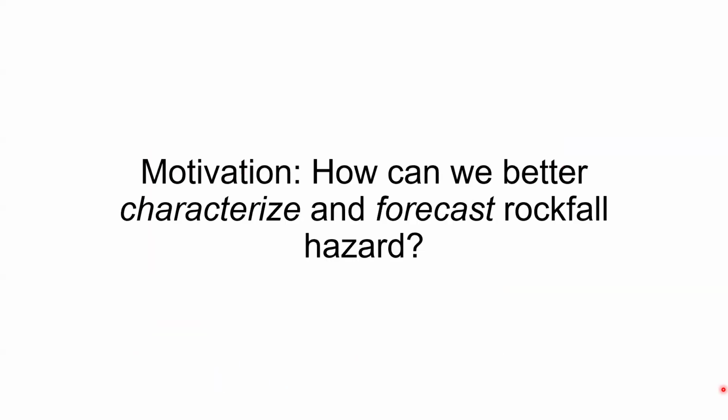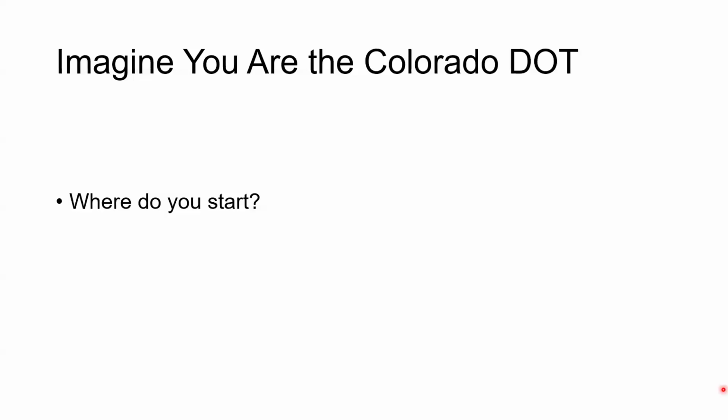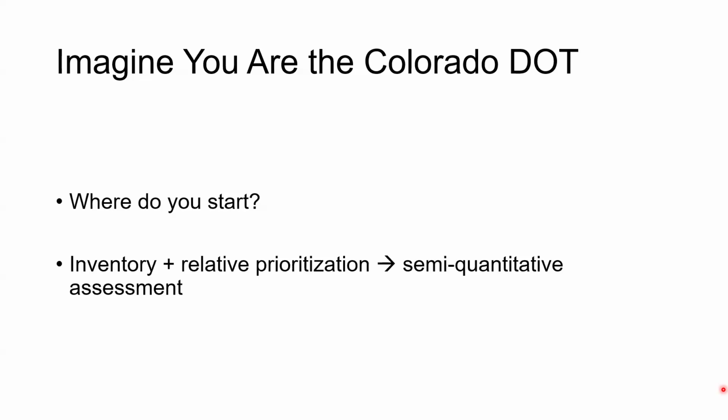So with all that in mind, the motivation for all the research that we've been doing here at Colorado School of Mines on rockfall is basically how can we better characterize and forecast rockfall hazard than what we've done in the past. And so to start off, you need to put yourself in the DOT's shoes. Where do you start if you don't have any information about the hazard in the state that you're managing? And of course, the first thing to do is to develop an inventory, right? Where are all the slopes that might be relevant to consider? And then also to develop a sort of relative prioritization of which slopes need the most attention, where the hazard is greatest. And for this type of thing, this relative prioritization, doing a semi-quantitative assessment is very common.